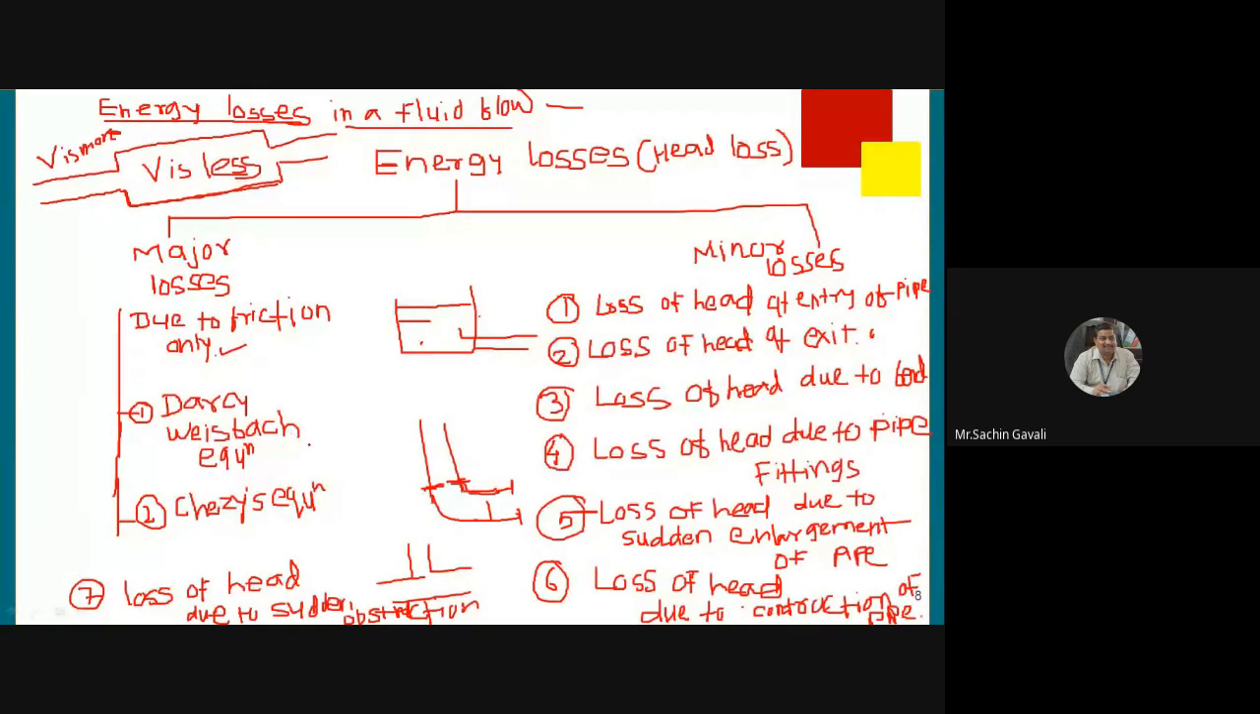Write down in the chat box. Understood? Not understood? Please write down. Yes, yes, okay. Then, as everybody understood, no doubts are there.